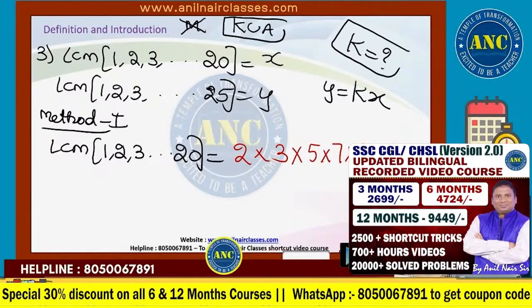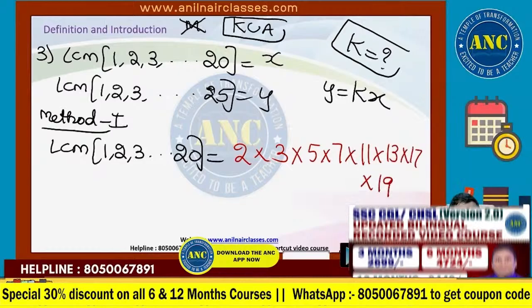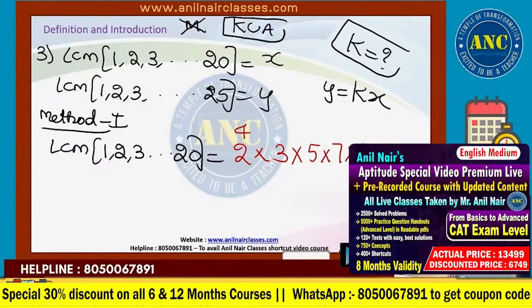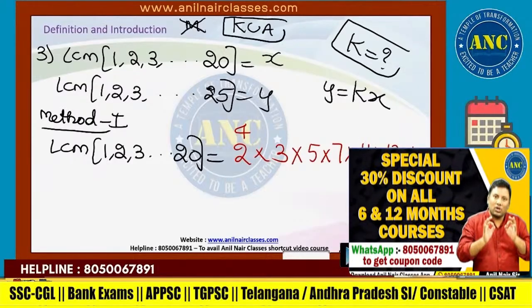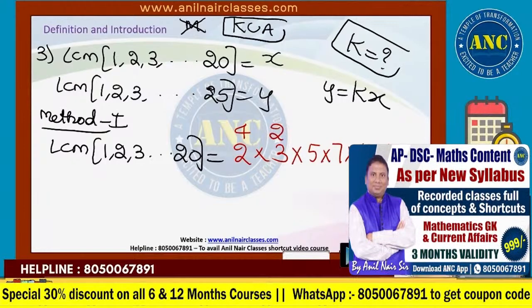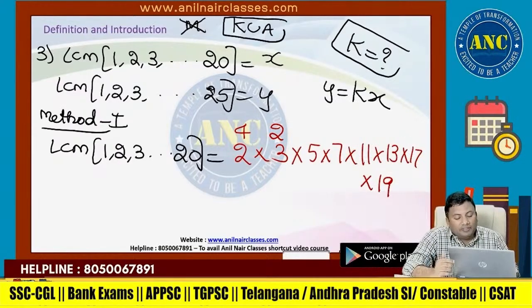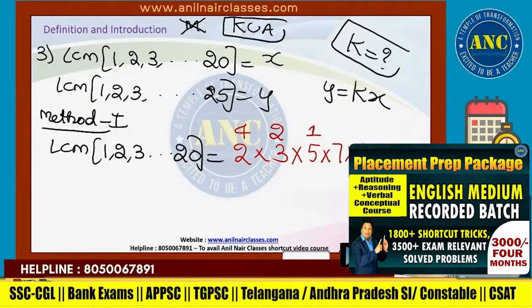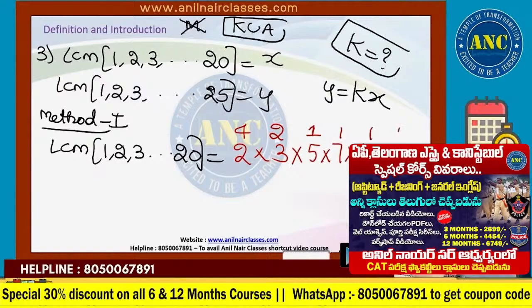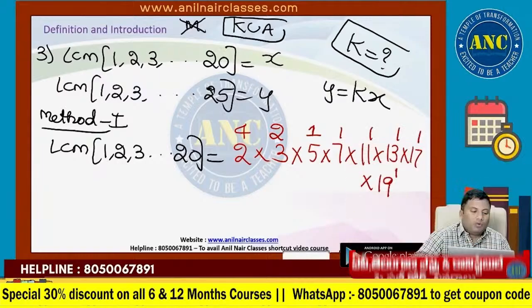Are you with me? What is the power of 2 that goes up to 20? 2 power 4 is 16. 2 power 5 is 32. What is the power of 3 that can go up to 20? 3 square is 9. 3 cube is 27. What is the power of 5 that goes up to 20? 5 square is 25. 5 power 1 is 5. What is the power of 7 till 20? 7 square is 49. Remaining all will be 1, 1, 1, 1, 1.